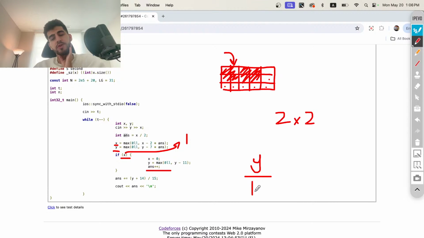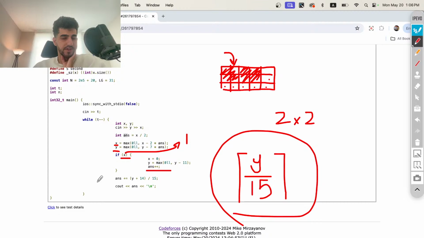So I should compute the ceil of y divided by 15. And this is ceil of y divided by 15. And at the end I see how it ends. So that's how I can solve problem A. Does that work? I mean, does this make sense?